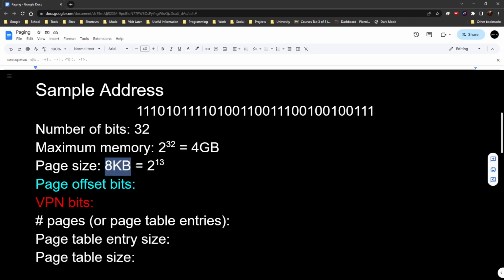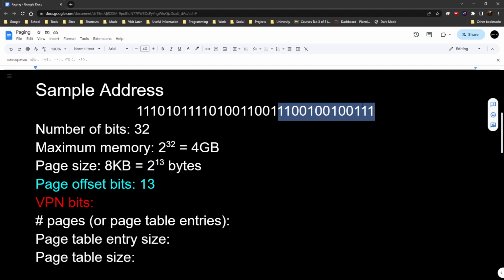What we can get from that is that 8 kilobytes is equal to 2 to the 13 bytes. Now, we can immediately get two numbers from this. For one thing, the page offset bits is 13, which refers to this exponent right here. The page offset refers to where in the page we are going. So it's these bits right here.